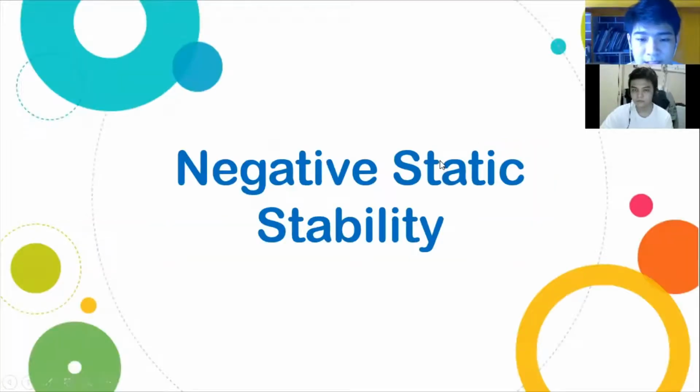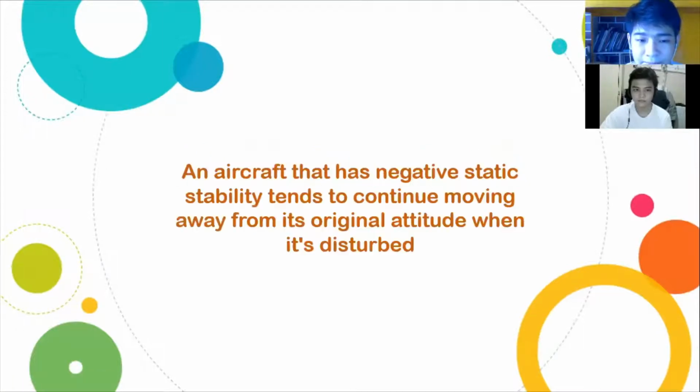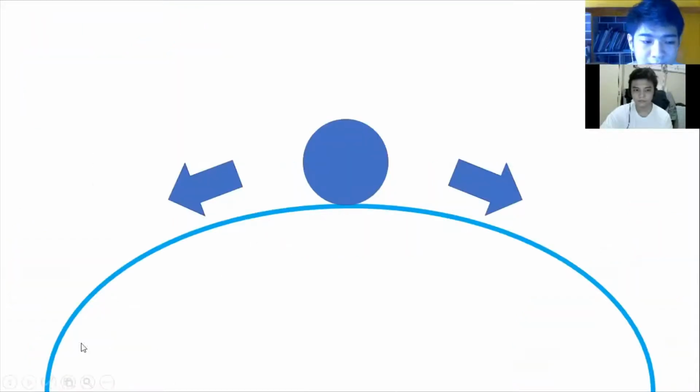So, next is yung negative static stability. An aircraft that has negative static stability tends to continue moving away from its original attitude when it is disturbed. So, for example, meron tayong inverted na bowl na may bola sa tip nun. Pag minove natin yung bola na yon to the left or to the right, ang tendency is lumayo siya from original position lalo. So, pababa siya dito or pababa siya dito. So, yun yung negative static stability.